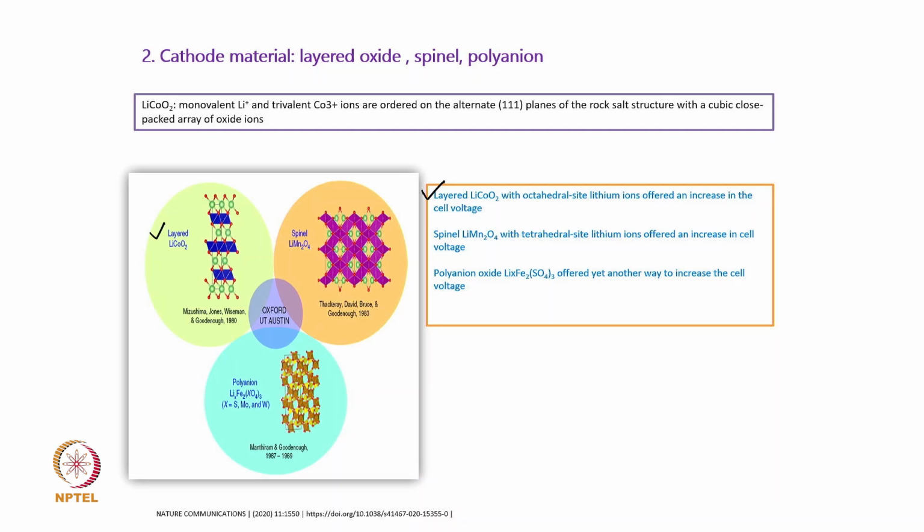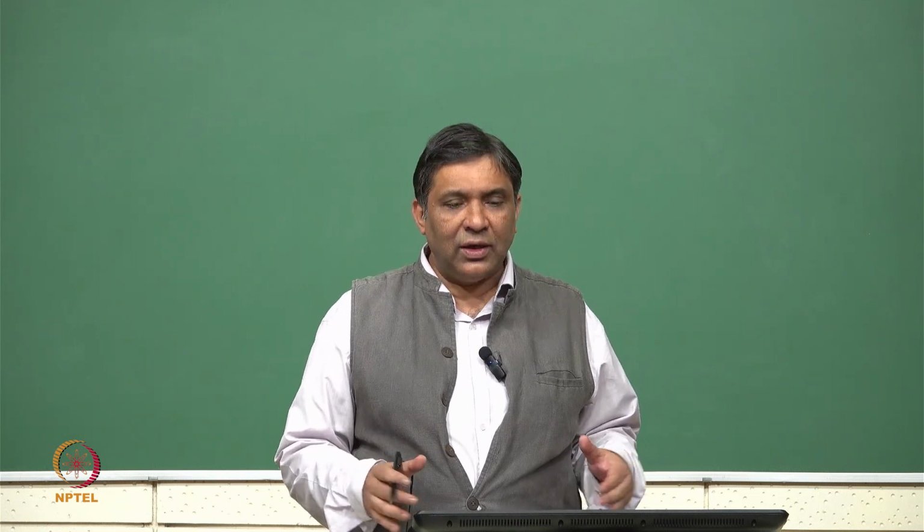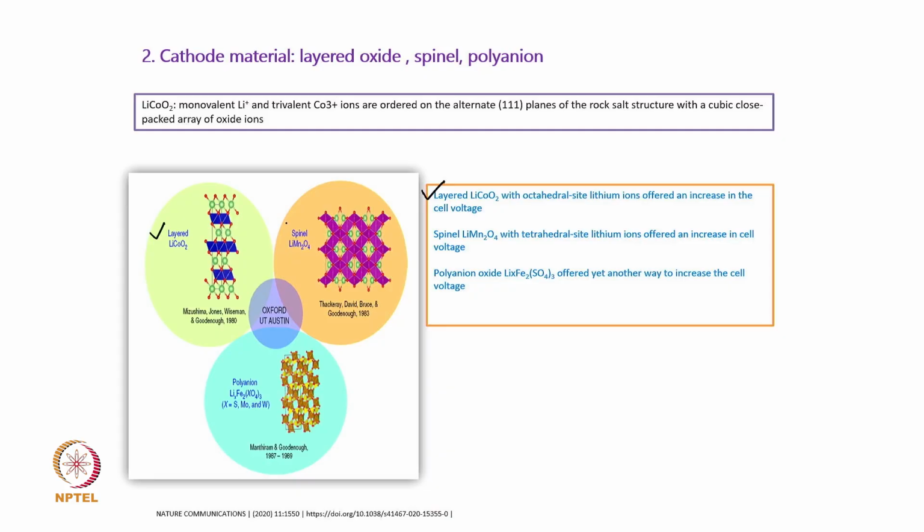But as I mentioned, there are some stability issues, so they started looking for other oxides like spinel oxide. This is LiMn2O4, which was also used, and people did extensive research on it. In the case of spinel LiMn2O4, the lithium in the tetrahedral site actually offers higher voltage.